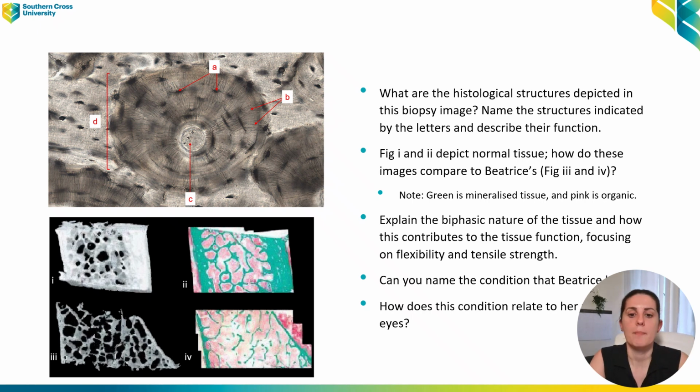Okay, so then moving on to the imaging that we would see for someone like Beatrice, you can see these two images here, where the green is showing the mineralized tissue and the pink is showing the organic tissue. And I want you to think of bone like reinforced concrete.